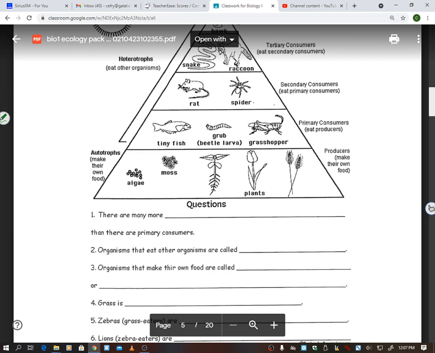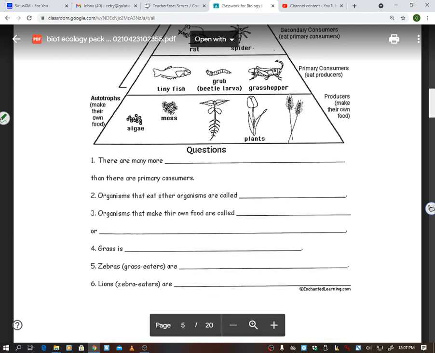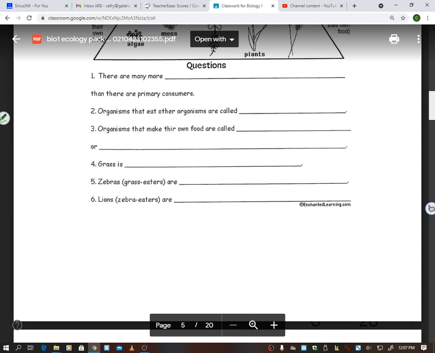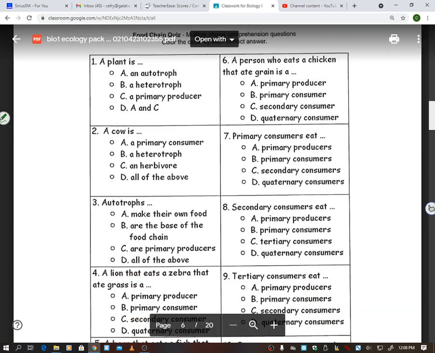Organisms that eat other organisms are called consumers. Organisms that make their own food, once again, are autotrophs or producers. You're just using this chart to help you answer these questions. All right, grass is a producer, an autotroph, either one is fine. Zebras are herbivores, or you could have written primary consumer. And lions, you could have said top predators, consumers. There's a bunch of different things you could have said there.